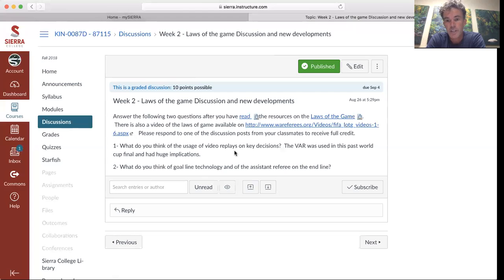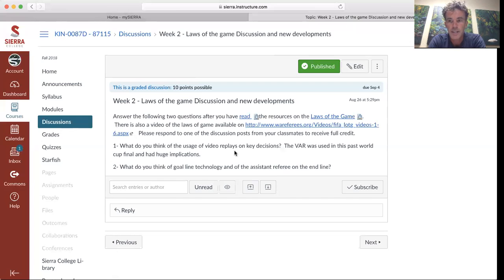FIFA puts that out, and they change it every year. So the laws of the game change and get updated as it goes through. FIFA is the governing body for all soccer around the world. College soccer has the NCAA as its governing body, and they've changed rules to fit their purposes. Sometimes leagues do that. Youth soccer does that as well.